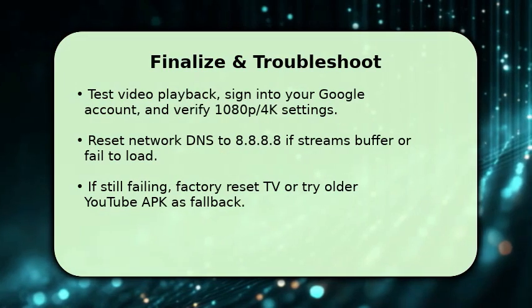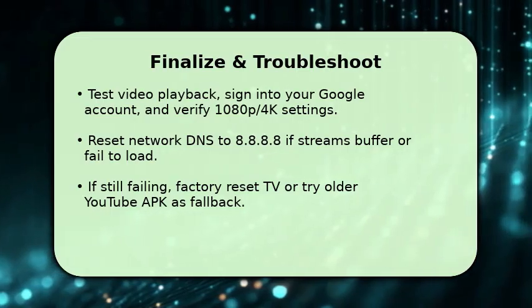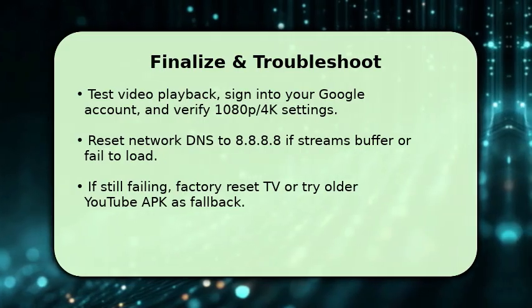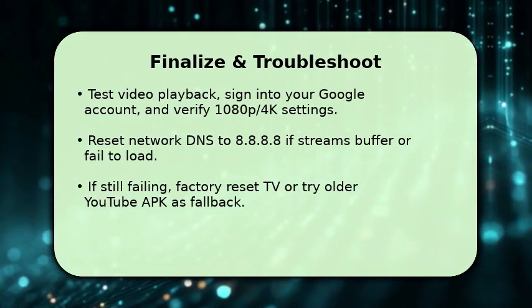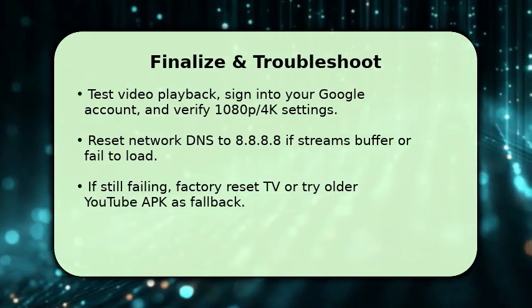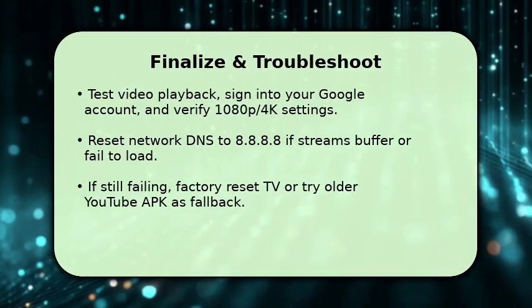Finally, verify playback and account status so you confirm the fix worked. Sign into your Google account, open YouTube, and play multiple videos at different resolutions to confirm stable streaming. If buffering continues, change DNS to 8 in network settings to bypass ISP DNS issues, and test again.